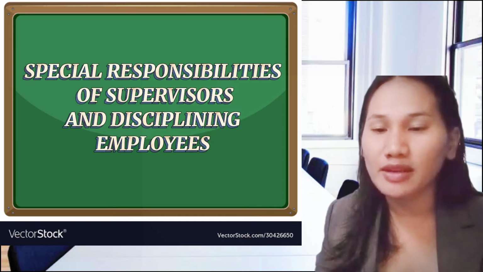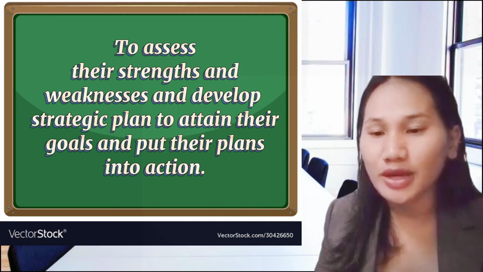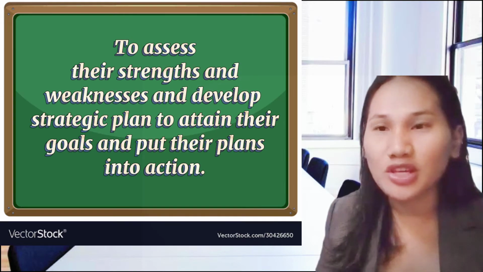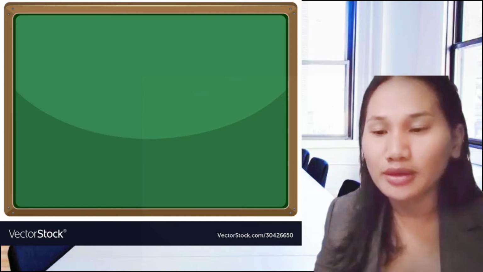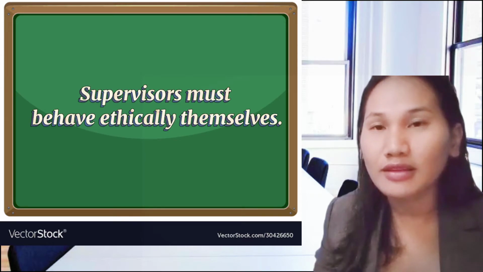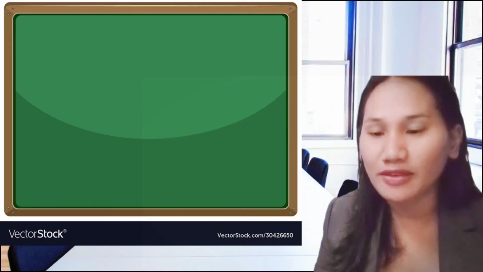Special responsibilities of supervisors, and disciplining employees. Supervisors have an important responsibility in helping employees plan their career goals. This involves helping subordinates assess their strengths and weaknesses, develop a strategic plan to attain their goals, and put their plans into action. Supervisors have a significant impact on getting their subordinates to behave ethically. Therefore, supervisors must behave ethically themselves. Supervisors and subordinates can develop a code of ethics by which all employees are expected to live.